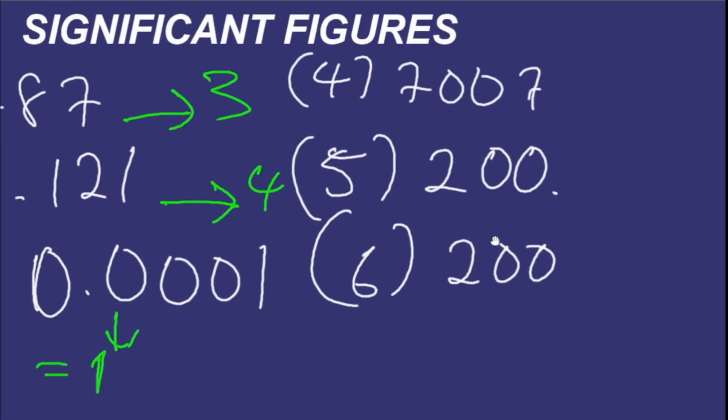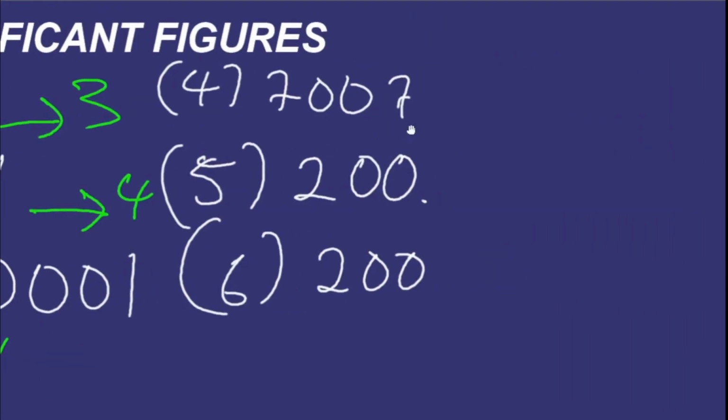And here, the fourth one, you see there are zeros, of course, but they are in between the non-zero digits. So those zeros are significant. So you have got 4 again here. And here you have got 200 with a decimal. If there is that decimal, then those trailing zeros become significant. So you have got 3 here.